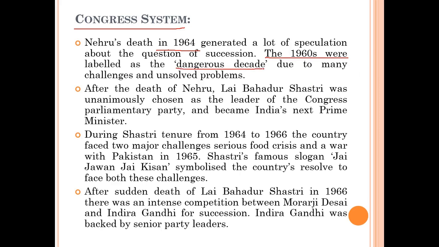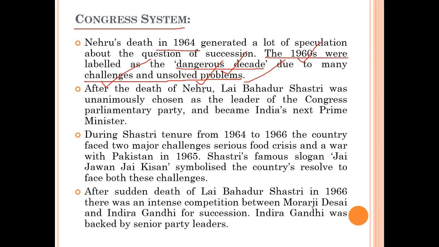Why dangerous decade? Because India faced many challenges and unresolved problems in this period. So questions can be asked: which period is known as the dangerous decade and why? The 60s is known as the dangerous decade, and it was called so because the country faced many challenges and there were many unresolved problems.